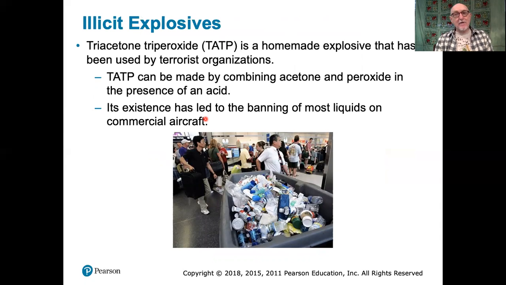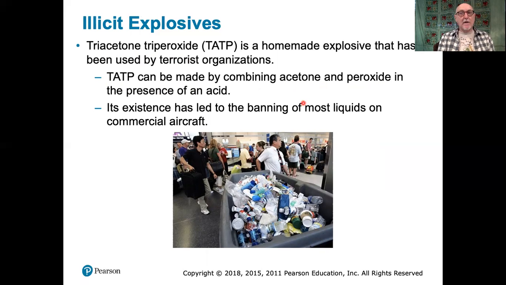The criminals are continually on this search for easily manufactured explosives. Especially terrorist organizations have developed numerous methods for creating high explosives from what amount to household substances. Here is one, for example. This is triacetone triperoxide, abbreviated TATP. And this is made by combining acetone and peroxide and treating it in a certain way with acids and things. And it is a liquid, which is a high explosive.